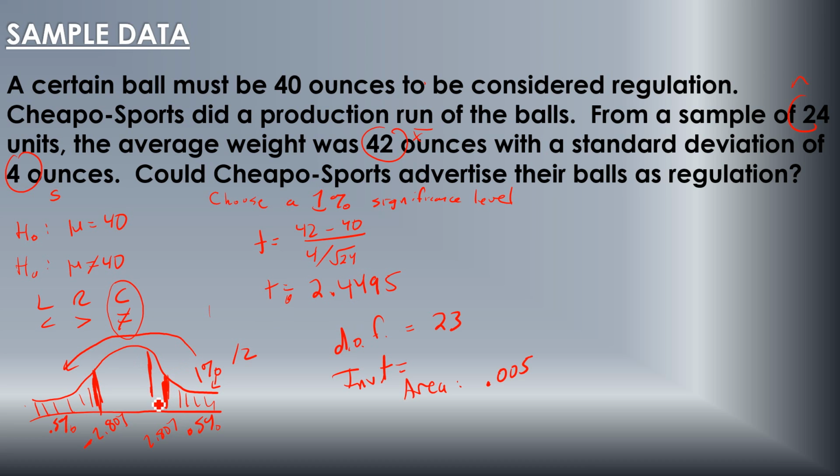Okay. And we need to know, well, where's this 2.4? It's right here. This is our HA. It's outside the region. So since HA is outside the region, we say HA is no go. HO is good enough. So this was our claim. You should always label your claim. So can their balls be advertised as regulation? Yes. Based upon the evidence, yes. Their claim is not proven, but it is supported by the evidence that has been gathered.